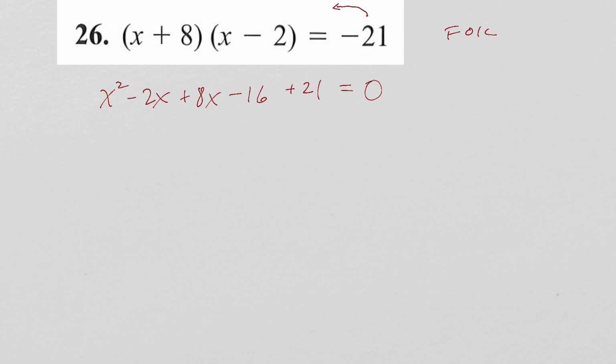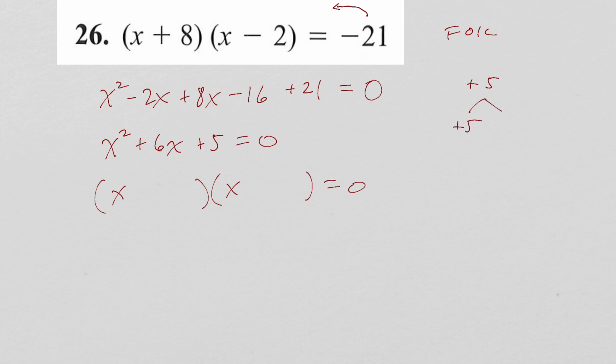So I'm going to combine like terms. Negative 2x and positive 8x give me a positive 6x. Negative 16 and a positive 21 give me a positive 5. So factors of 5 that add up to 6 are positive 5 and positive 1. So we have x is equal to negative 5 from the first factor and negative 1 from the second.